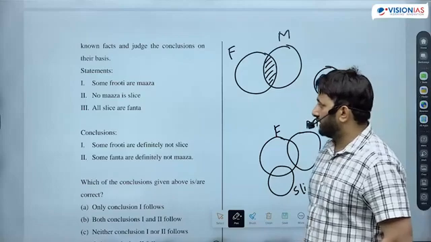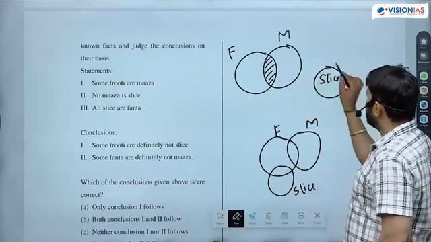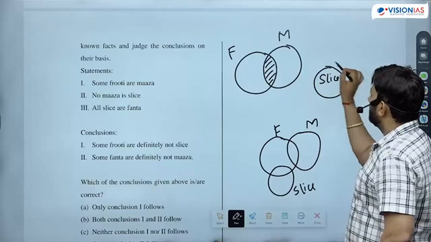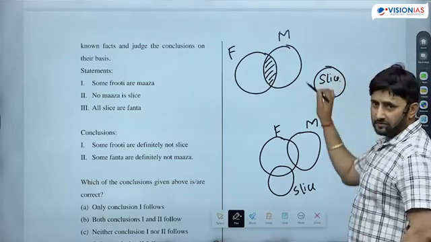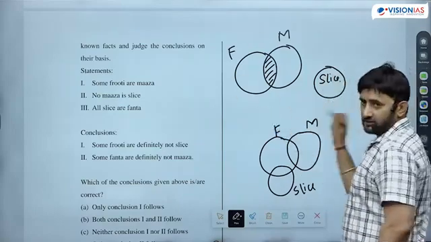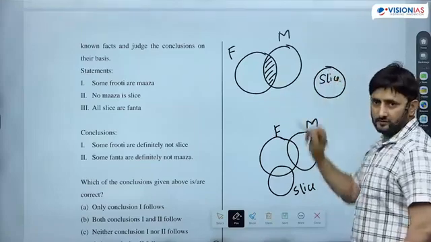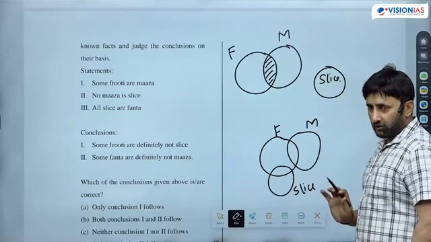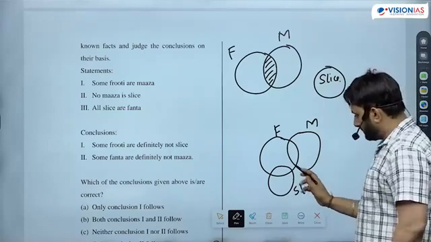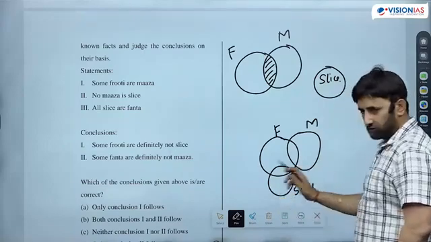Next, all slice are Fanta. Slice is a subset of Fanta. Fanta इसके ऊपर complete आएगा बच्चे. Fanta इनको भी overtake कर सकता है. Fanta can intersect like these also. ठीक है ना? तो we are not sure where will Fanta go. In this case, Fanta can completely overtake this also.